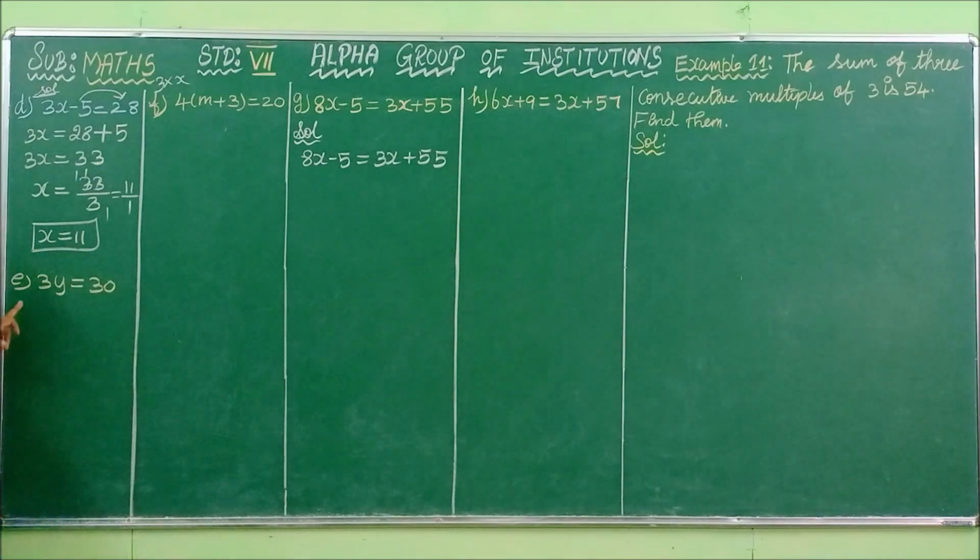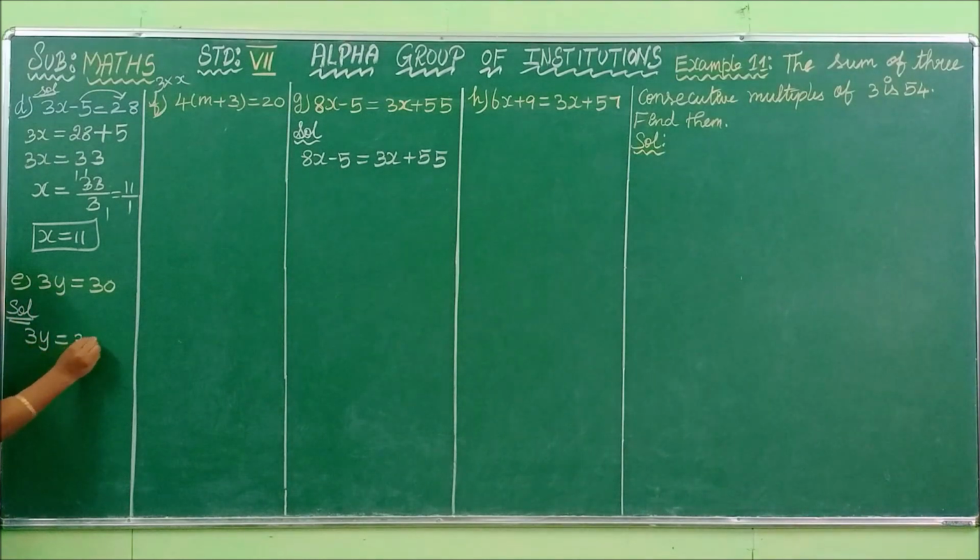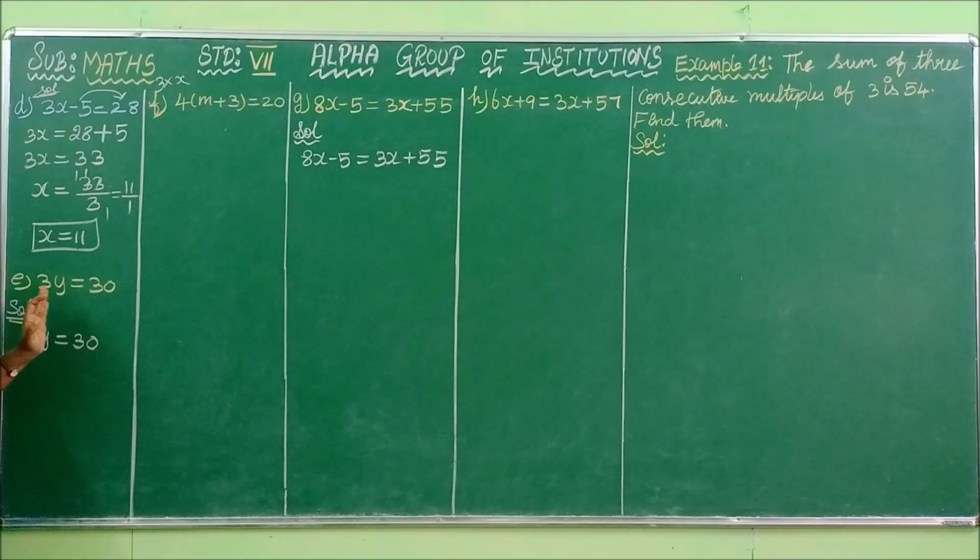See the next sum. 3y equals 30. Here which is your variable? y. We have to find the value of that variable. So for that we have to make that variable free. Here we have no other term along with that. We have only one term along with that variable, which is 3. So we have to make y free. We have to bring the 3 to the right hand side from LHS.